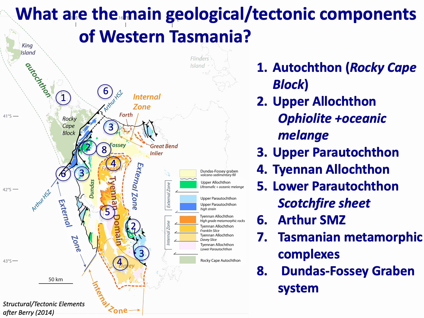The Dundas Fossey Graben, hosting the Mount Read volcanic system, is shown in pale yellow, as circled element 8. This rebound-related crustal extension caused separation of the north coast fourth block Proterozoic rocks, or Tyennan equivalents, from the Tyennan allochthon.